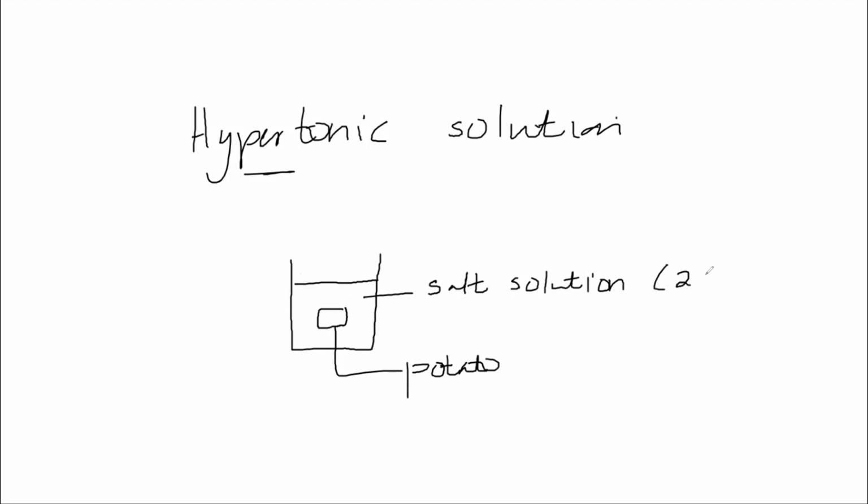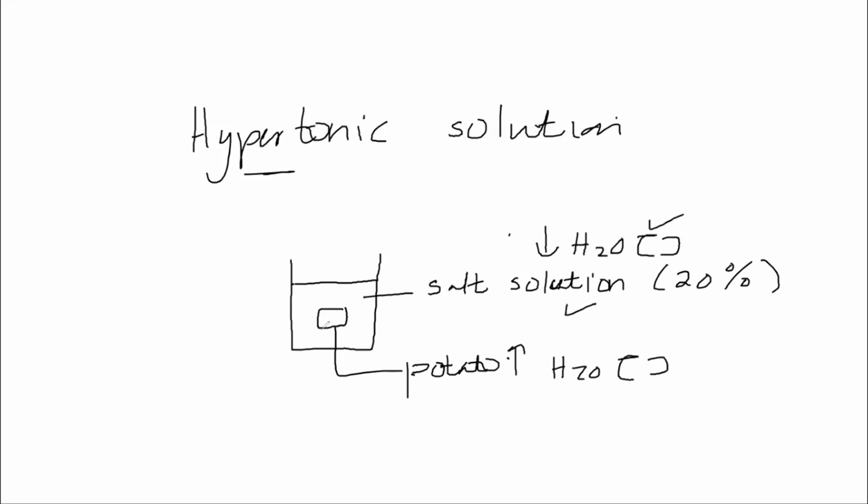And let's make it a 20% salt solution. So that means in this salt solution, there's more salt than water. So immediately that's a low water concentration. In the potato, you know there's a vacuole with water and there's a higher concentration of water. Is there a gradient? Yes, there is a gradient. We already know the potato is living, so it has a cell membrane, which is semi-permeable. So water moves out from the potato into the salt solution.